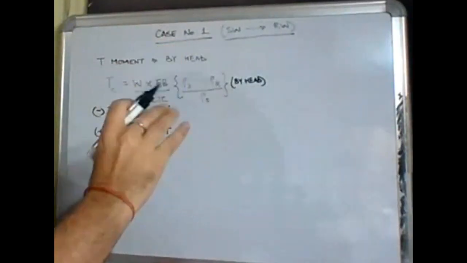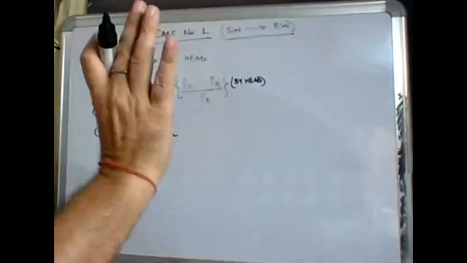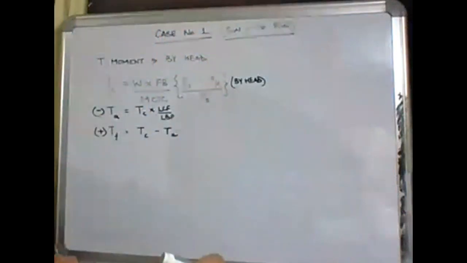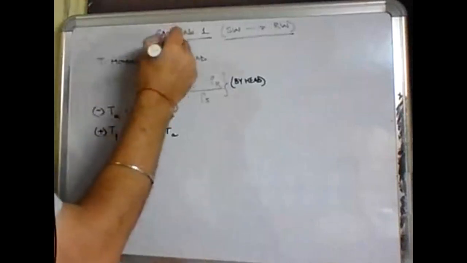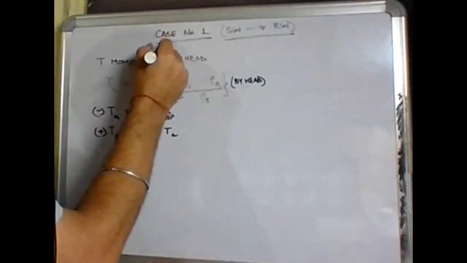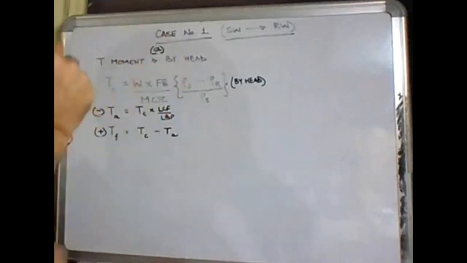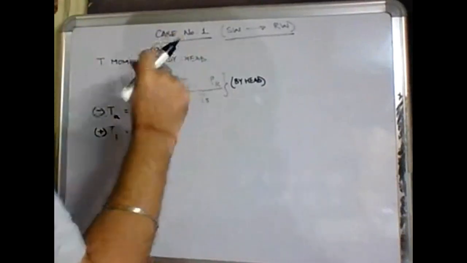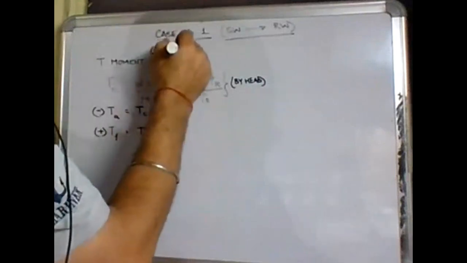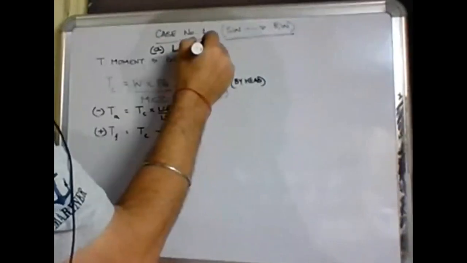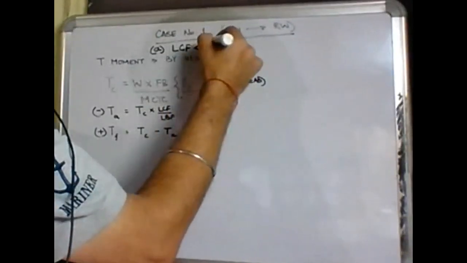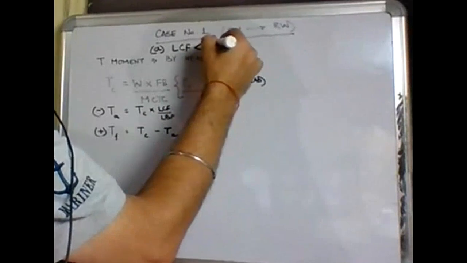So this is as per my normal scenario, and as per that normal scenario, my LCF is aft of midship. Okay. So I'm calling this case number 1 alpha, and case number 1 alpha is a normal scenario: LCF is aft of, or less than, midship.